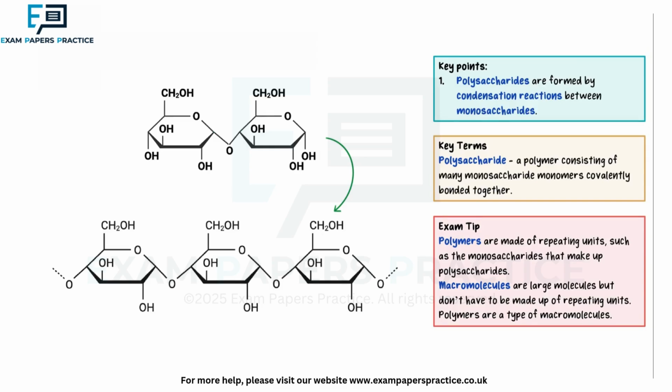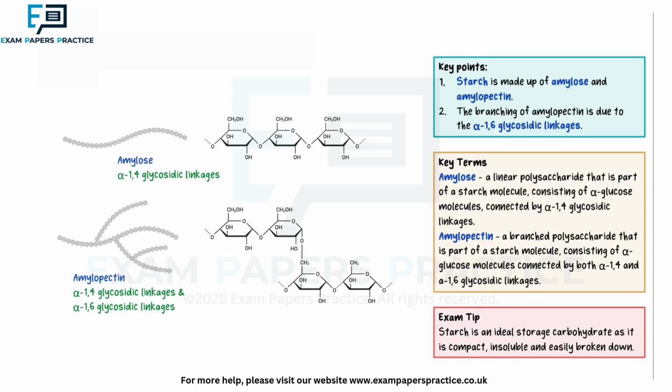More monosaccharides can be added to this maltose in the same way through condensation reactions to form a polysaccharide such as starch, which brings us very nicely onto polysaccharides. The storage carbohydrates of plants and animals are starch and glycogen respectively. Starch is made up of 2 different polysaccharides, amylose and amylopectin. Amylose is an unbranched polysaccharide made up of alpha glucose molecules joined together by alpha 1,4 glycosidic linkages.